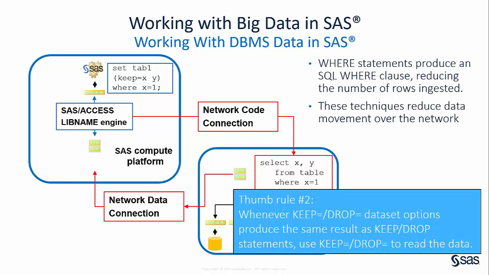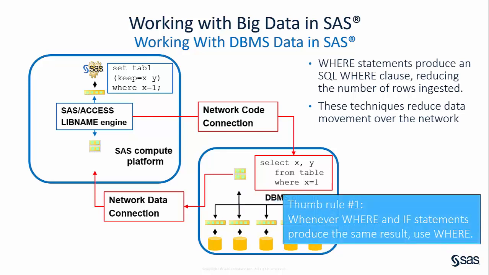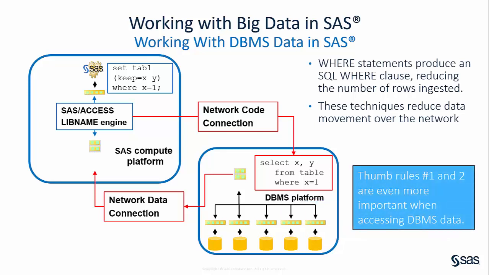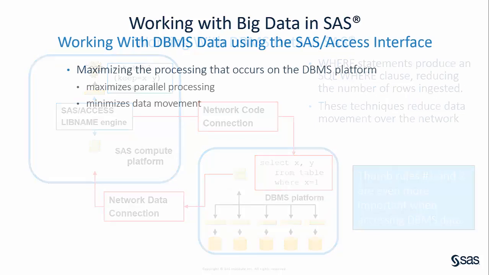So remember, thumb rule number 2 was if you could use a KEEP=, DROP=, do it instead of a KEEP or DROP. And thumb rule 1 was if your WHERE and IF would produce the same result, use WHERE. These rules are even more important when you're accessing data in a database.